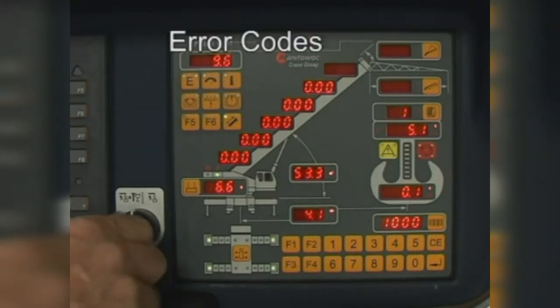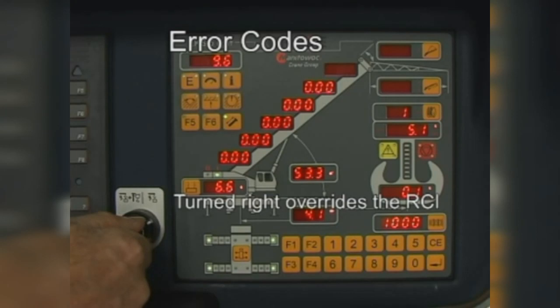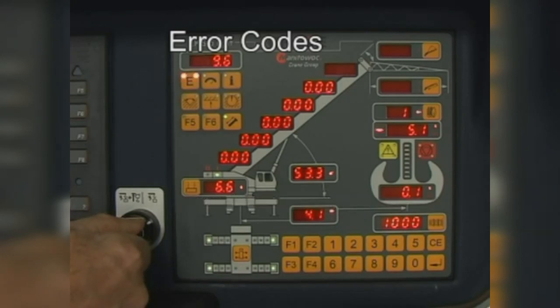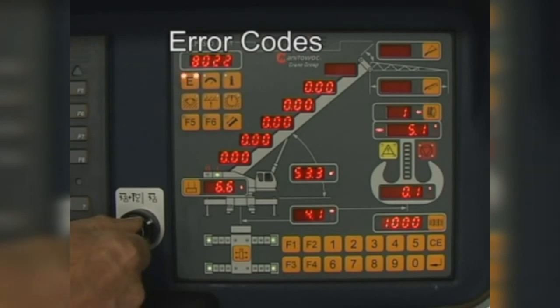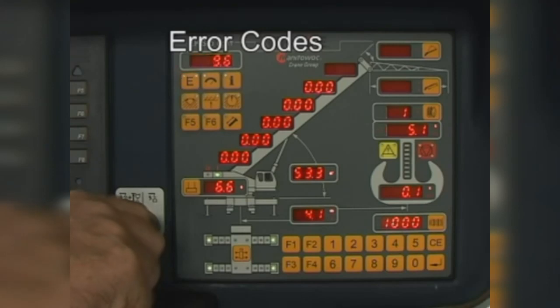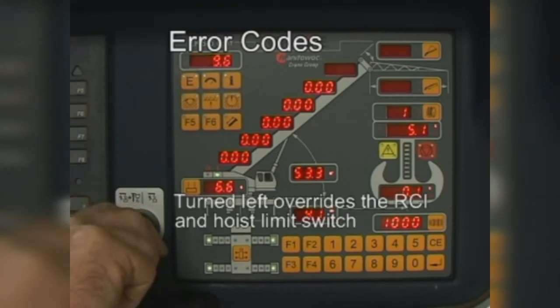The RCI and hoist limit switch override key is for emergency use only. It is forbidden to use it for any lifting operation. Any use of the key will display an error code.